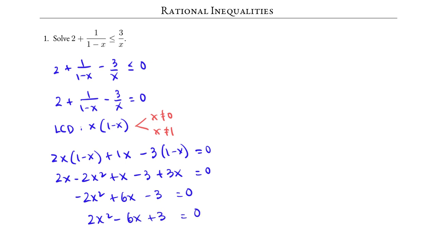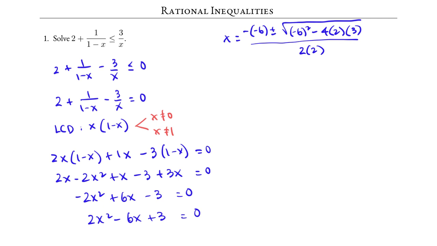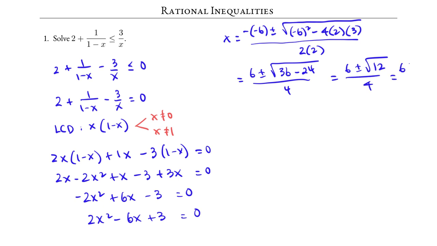We then use the quadratic formula to solve this quadratic equation. x equals negative b plus or minus the square root of b squared minus 4 times a times c, over 2a. This is 6 plus or minus the square root of 36 minus 24, over 4, or 6 plus or minus the square root of 12 over 4.